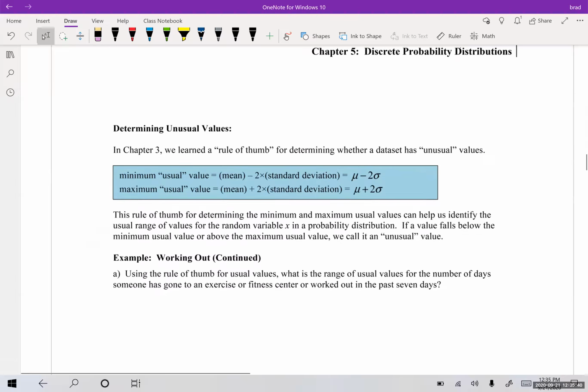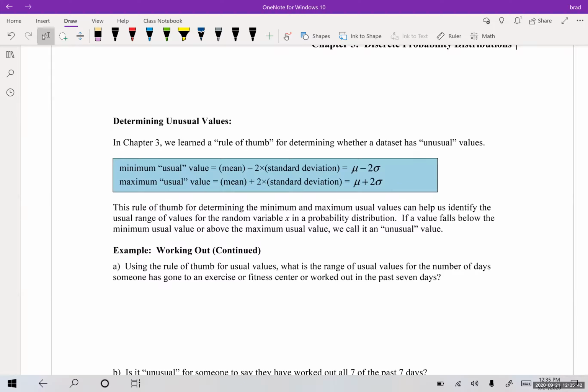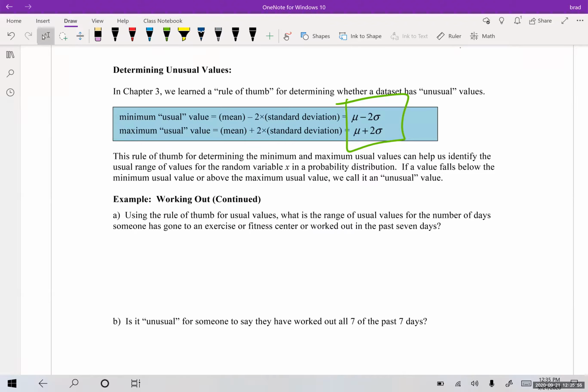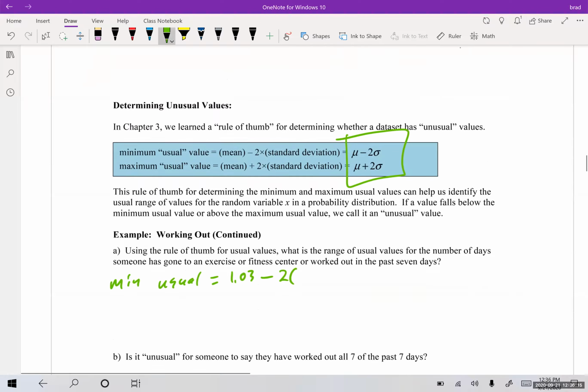Okay. So now determining unusual values. Just like before, the rule of thumb is minimum usual value is the mean minus 2 standard deviations. So we've already done this. This is just now combining it into this chapter. Okay. So using the rule of thumb for usual values, what is the range of usual values for number of days someone has gone to an exercise or fitness center in the past 7 days? So min usual is equal to 1.03 minus 2 times the standard deviation, 1.769.